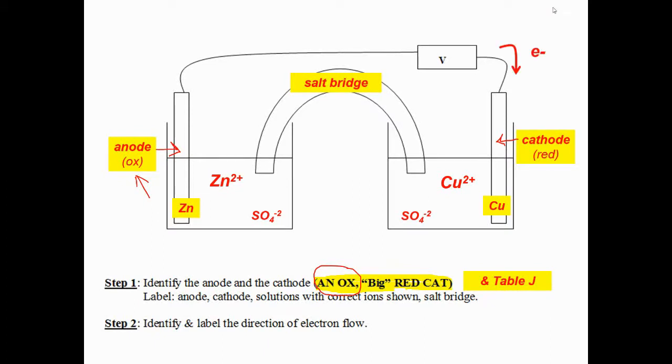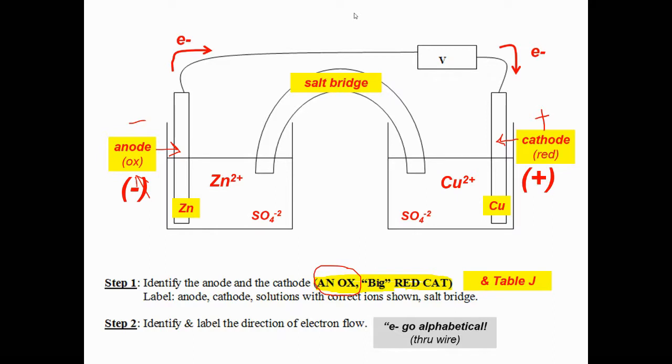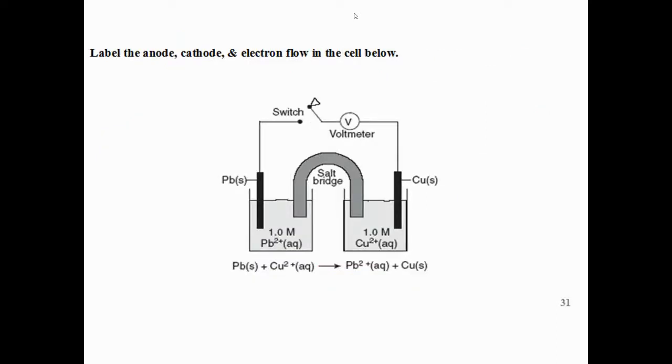Now, the electrons flow this way. Electrons always flow alphabetically. They go from the anode, A, at the beginning of the alphabet, to the cathode, C, further down the alphabet. Electrons like to be alphabetical. If you want to know which is the positive and which is the negative side, the cathode, like cations, the T looks like a plus sign, the cathode is positive. The anode, anions are negative, okay? The anode is the negative side. And again, electrons go alphabetical. So if you want to know which direction the electrons are flowing, they go through the wire from the anode to the cathode.